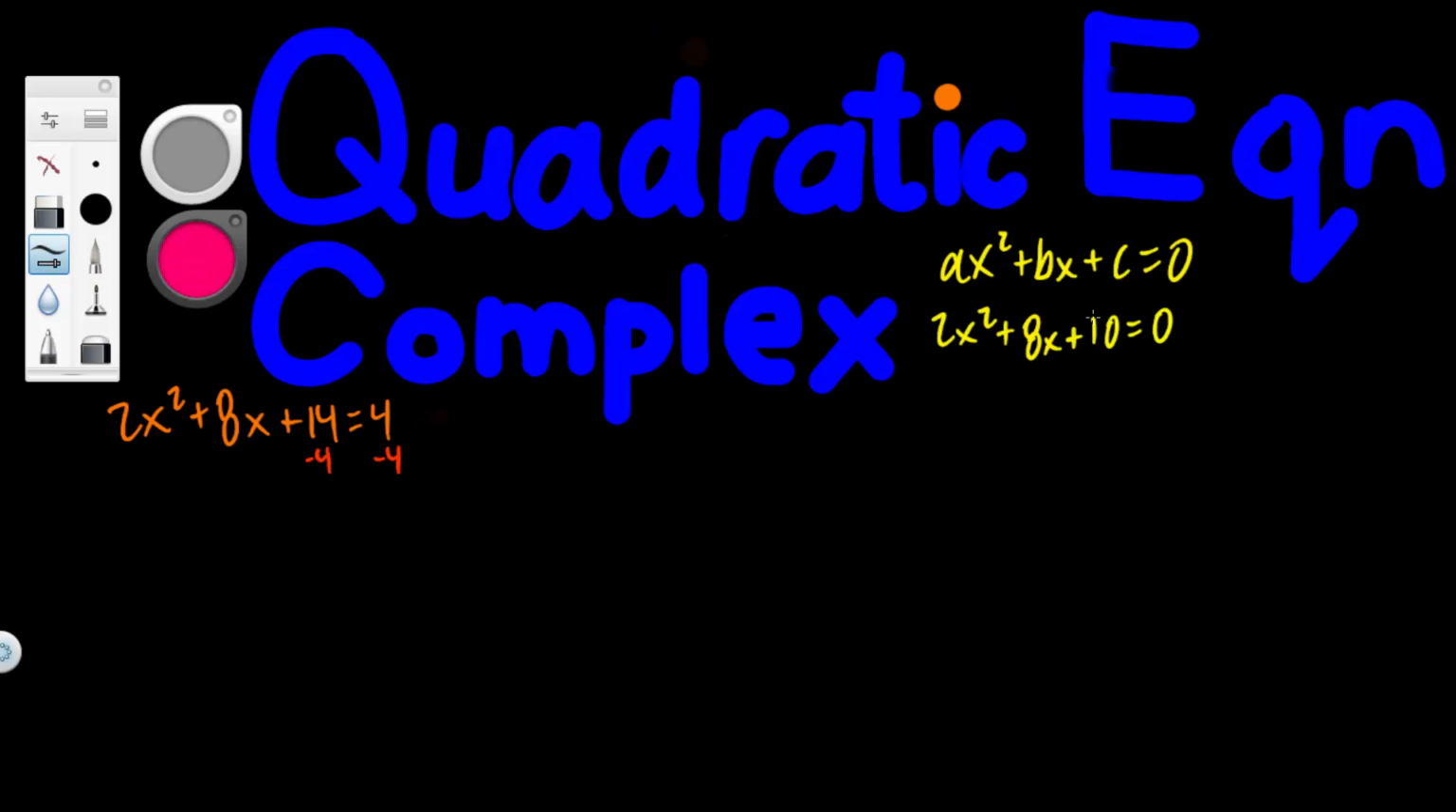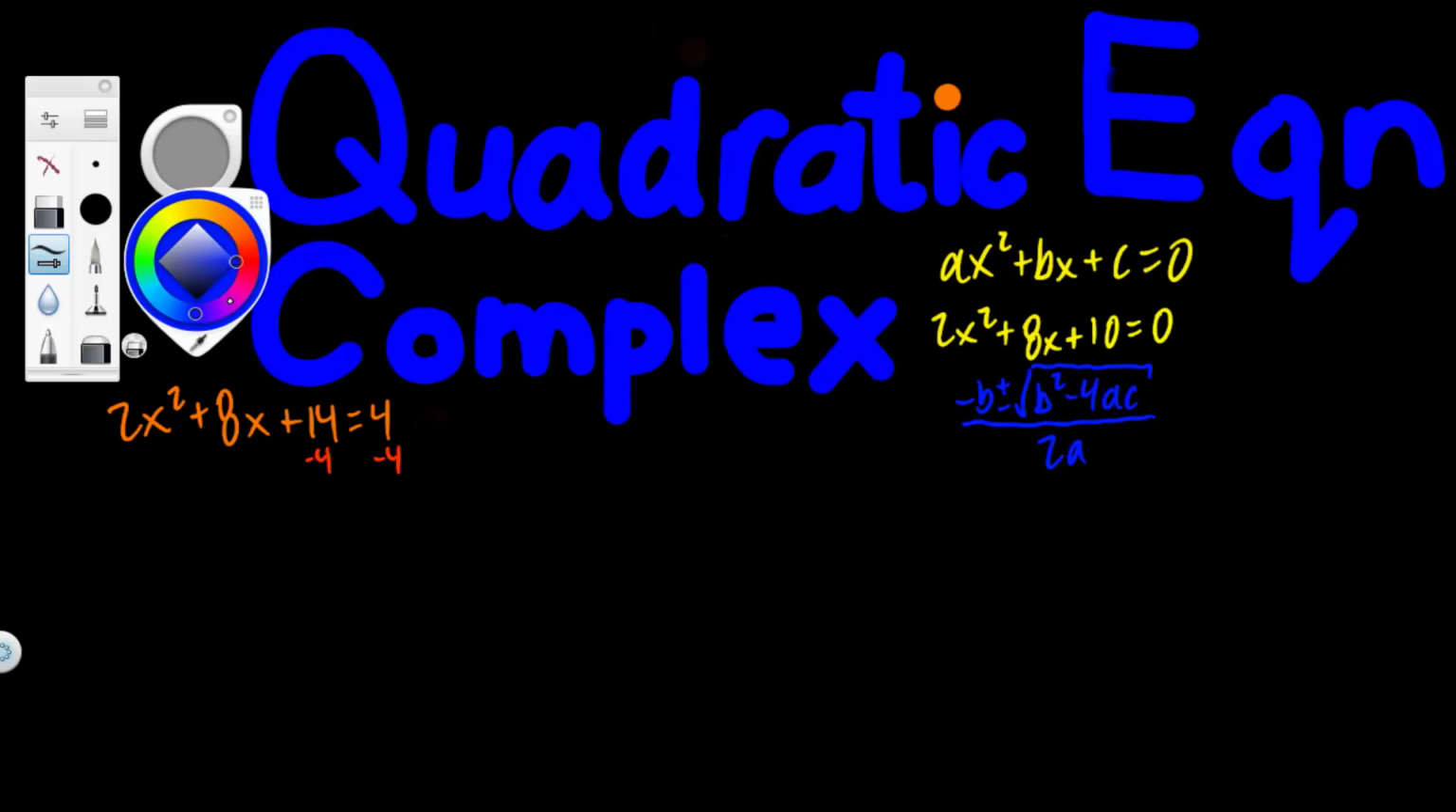Let's start solving this with the quadratic formula. And again, the quadratic formula is negative b plus or minus the square root of b squared minus 4ac, and all of this is divided by 2a. And again, in our online lesson on this, we have the proof to show why this is true. Let's start plugging in the values.